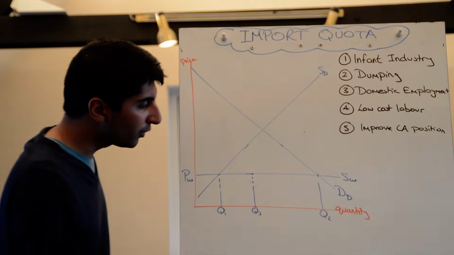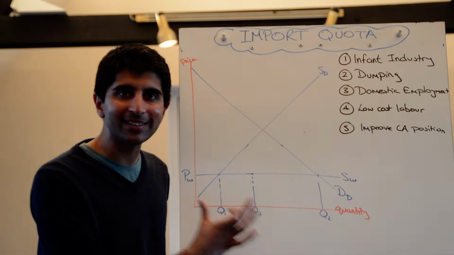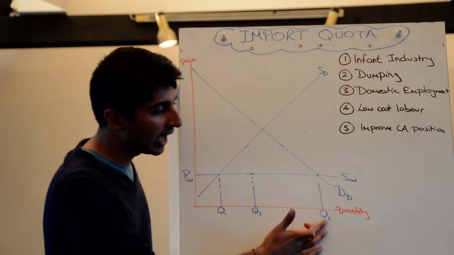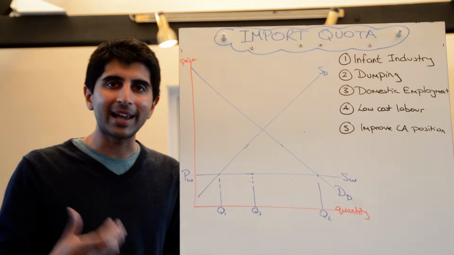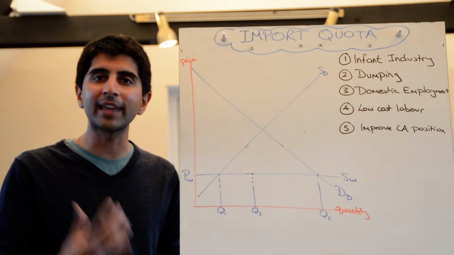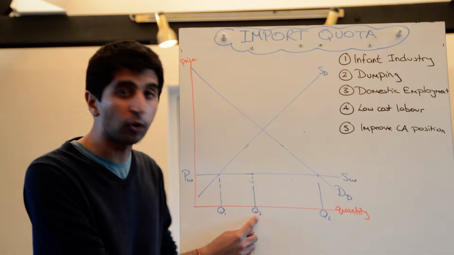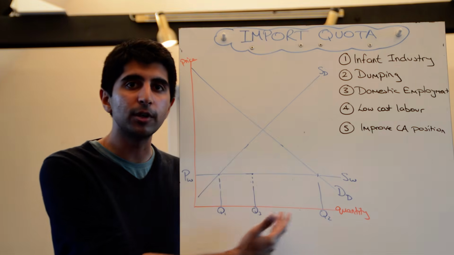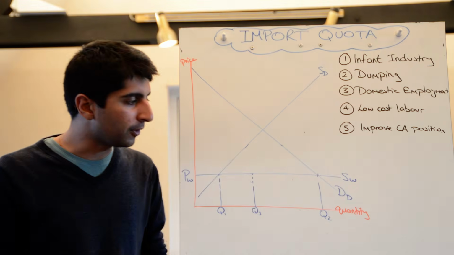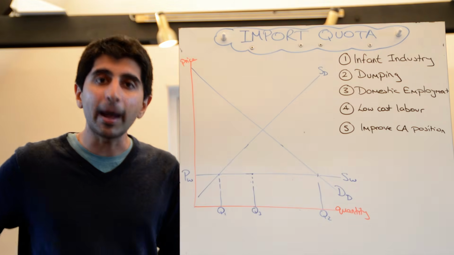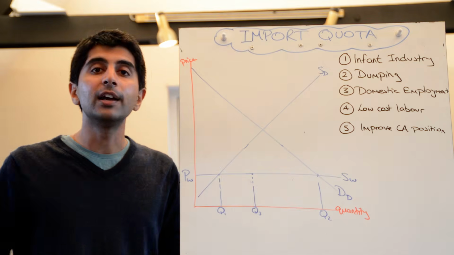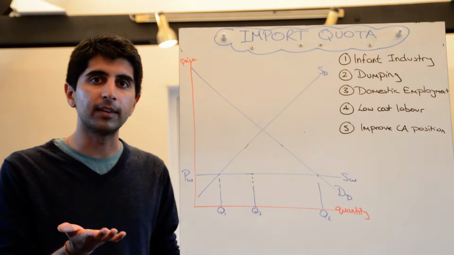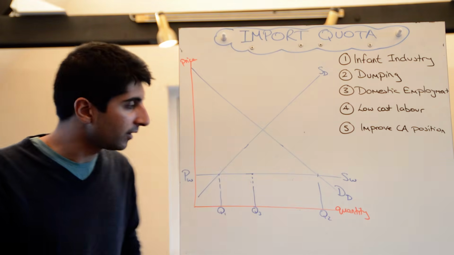Okay, what does that do? It leaves an excess demand, doesn't it, of Q3 and Q2. And normally excess demands in free trade will be satisfied by imports, but we can't anymore because as a nation we've already hit our quota. We can't import anything beyond Q3. So what happens? Well, now there is an excess demand, that puts a lot of pressure on the price. That leads to an increase in price in the market, and it pushes up the price.